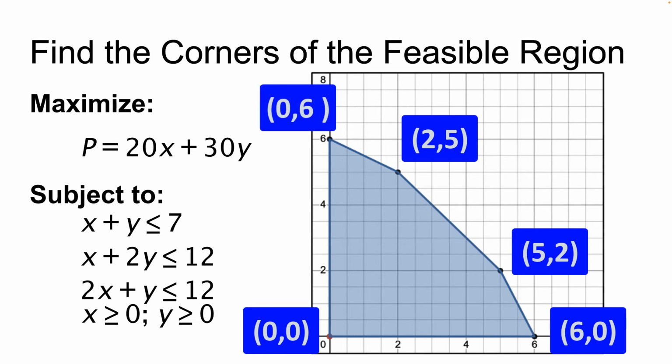This feasible region is bounded. We have 5 corners, and the fundamental theorem of linear programming guarantees us that this function p equals 20x plus 30y will have a maximum at one of these 5 corners. So let's take our function and evaluate it at each of these 5 corners.